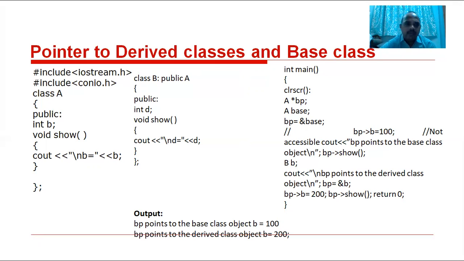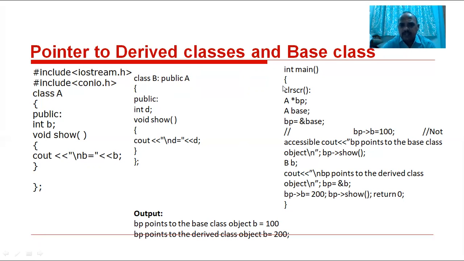Here class A is a base class. Then integer B is the base class member. Then this is the base class member function. Then class B, this is the derived class. This class derives the data from A publicly. This is the member of the B class. This is the member function of the B class.